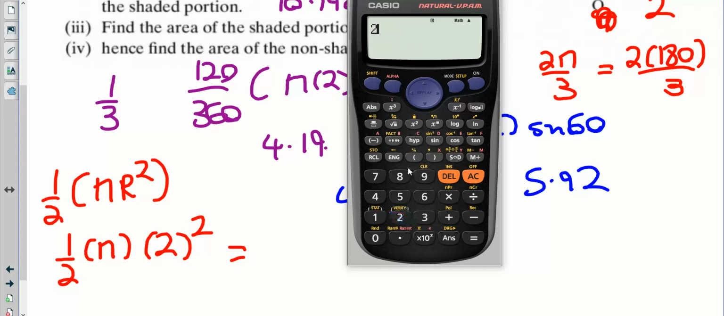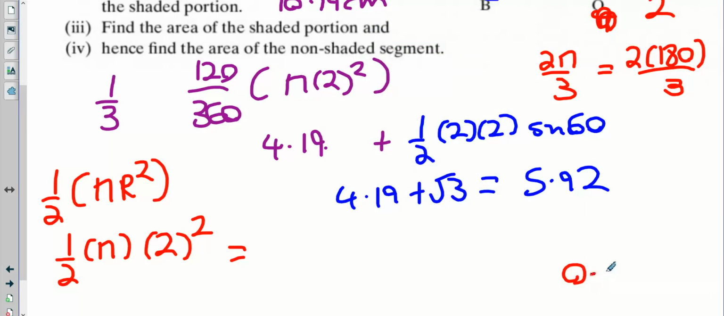2 pi, which is 6.28, take away your 5.92. 0.036. We're expecting it to be small, aren't we?